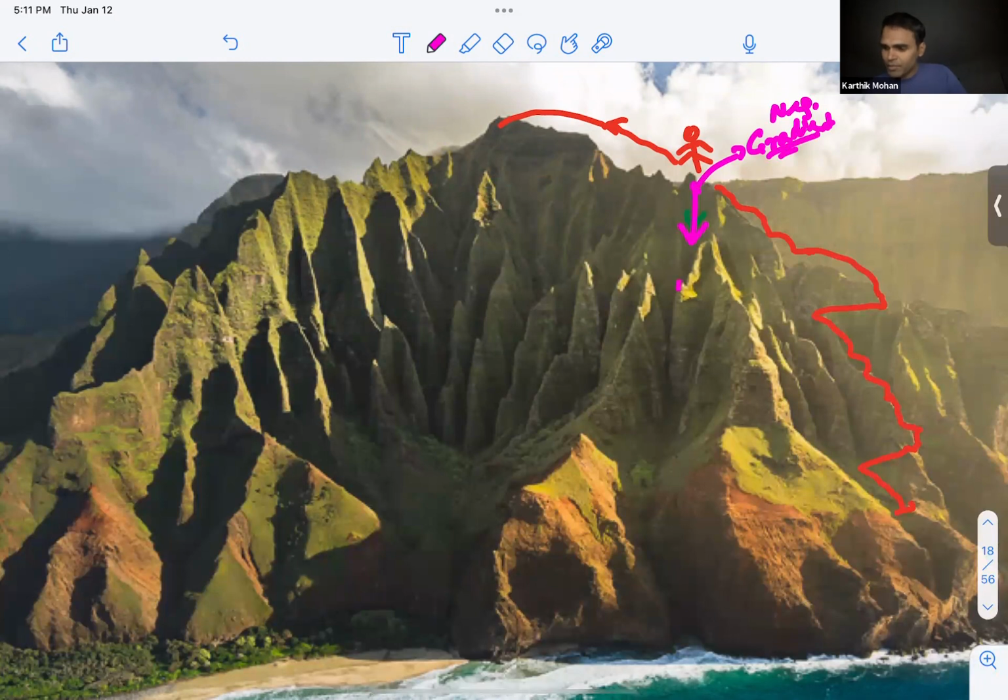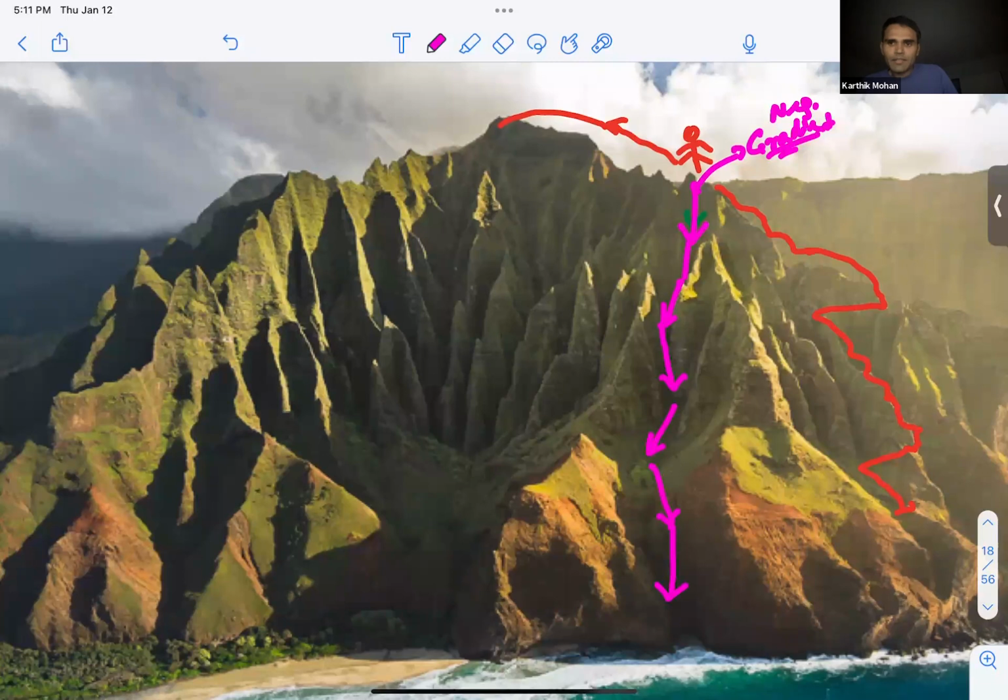And then you hit this point, and then here, maybe you say, go this way. And here it says, go this way. It's always picking the steepest direction. Then it says, go this way, and then maybe go this way, and then you hit the beach. So this is very interesting, right?